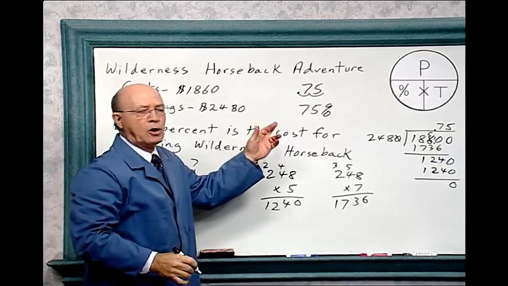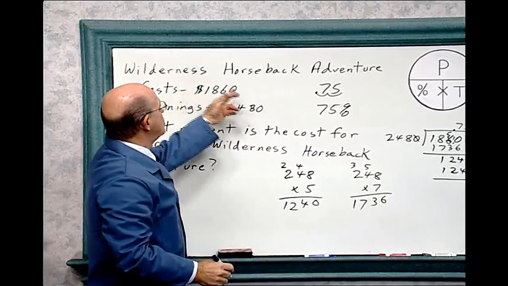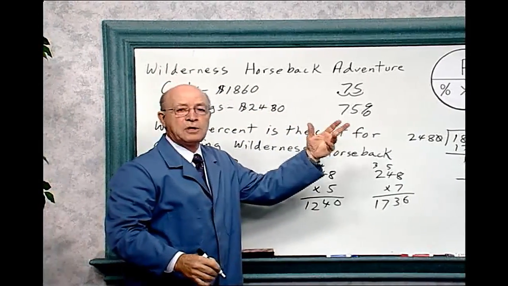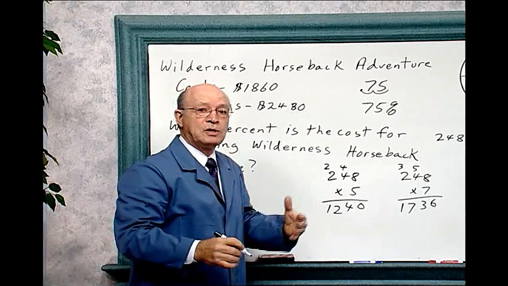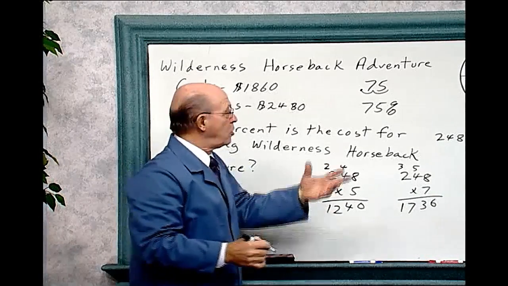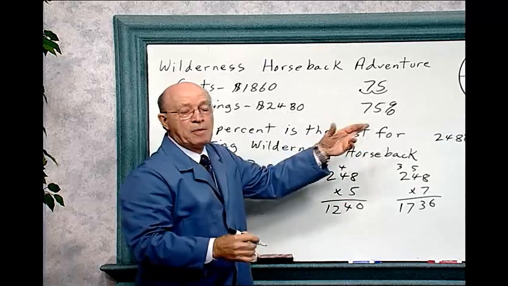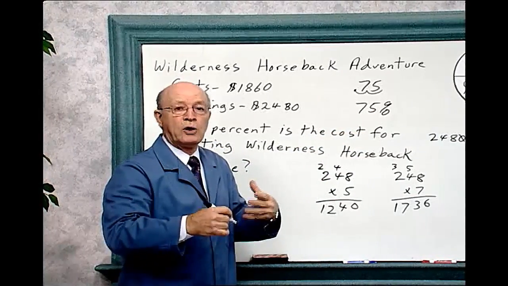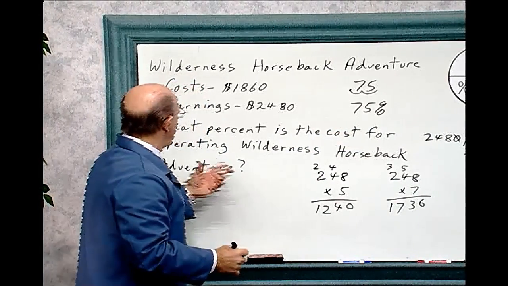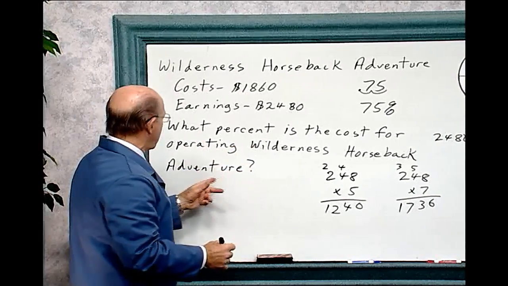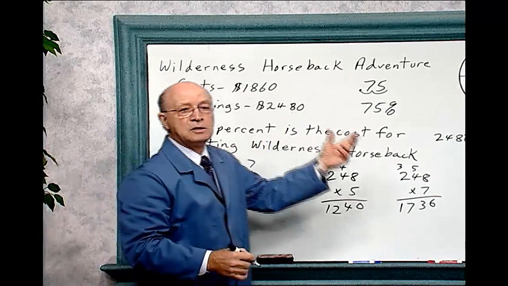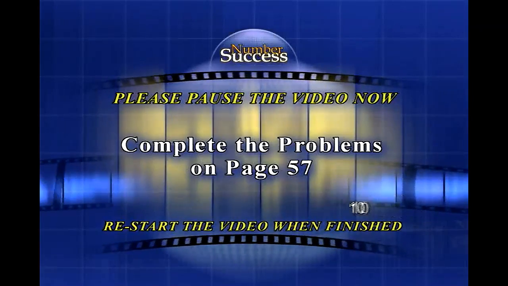So the operating cost for Wilderness Horseback Adventure is 75%. Or we could say 25% profit. The costs are 75% and the profits are 25%. But the question is, what percent is the cost for operating the Wilderness Horseback Adventure? And that would be 75%.